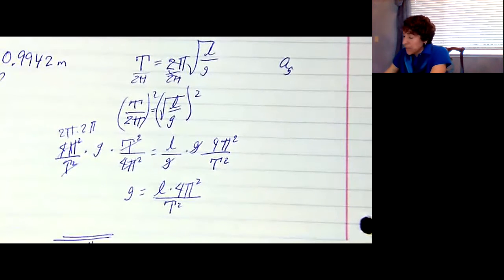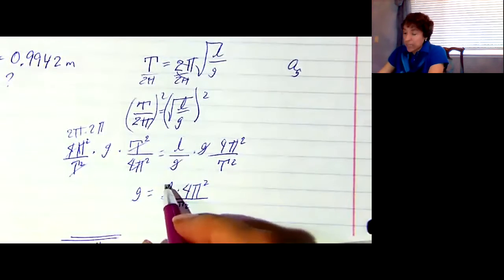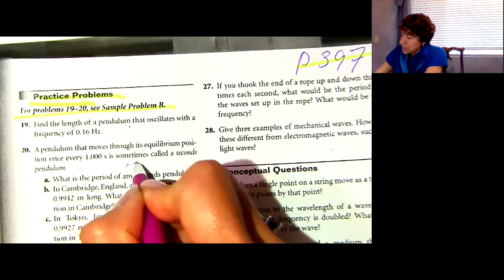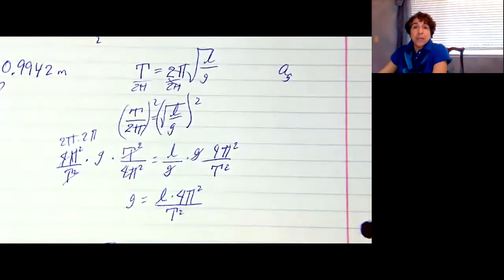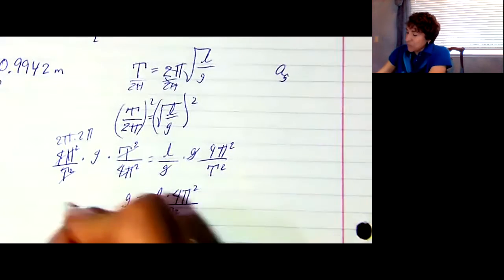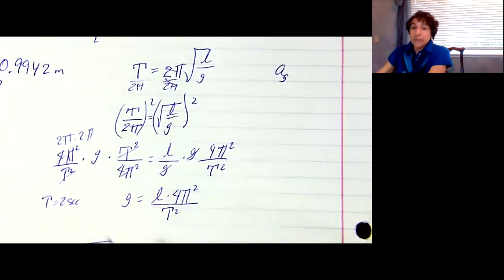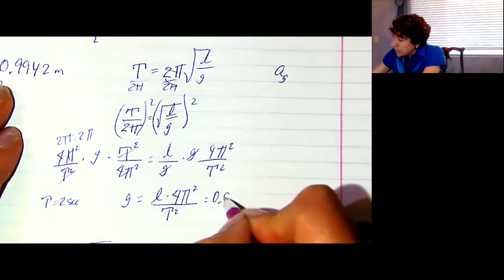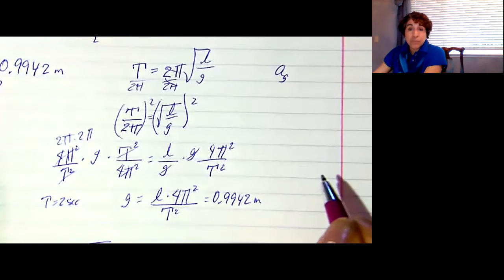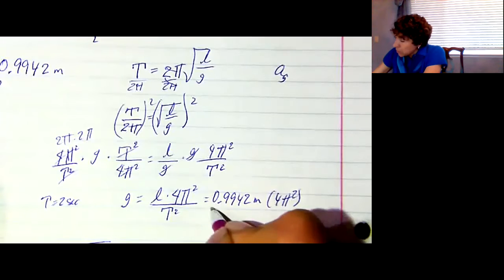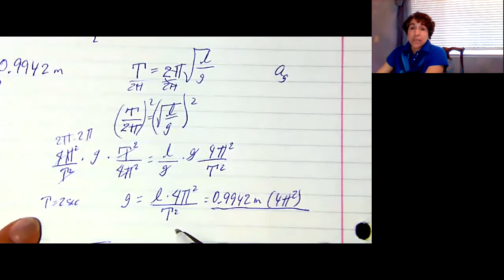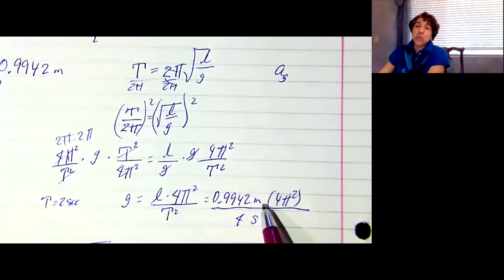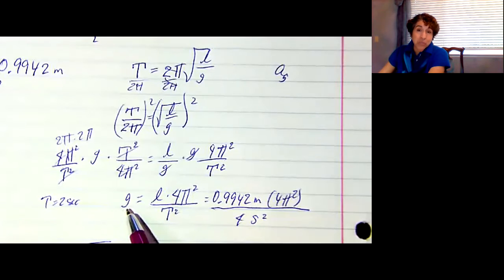We already know the period is 2 seconds from above, because it's a seconds pendulum. A seconds pendulum has a period of 2.000 seconds, and we know what the length is. So let's plug that in. The length is 0.9942 meters, multiplied by 4 pi squared all over the period squared. The period is 2, so squaring it I have 4 seconds squared. Notice my units, meters per second squared, which is correct for acceleration due to gravity.